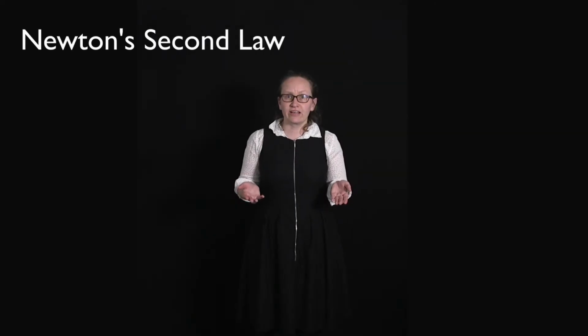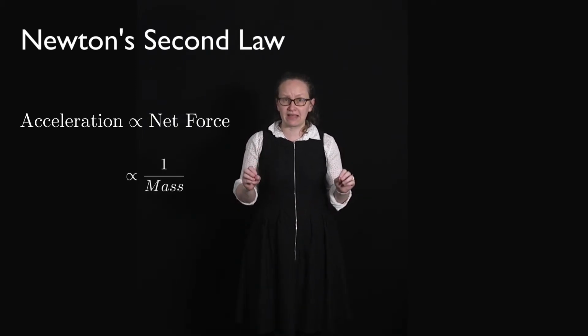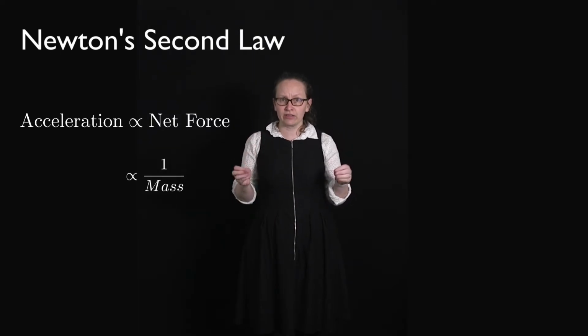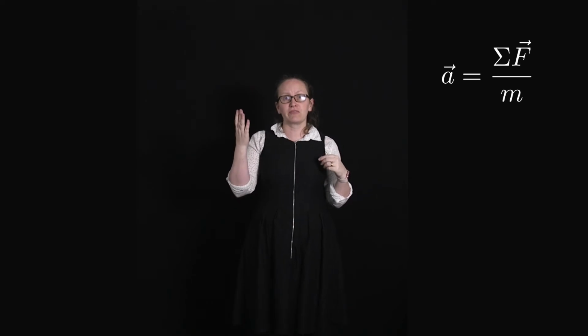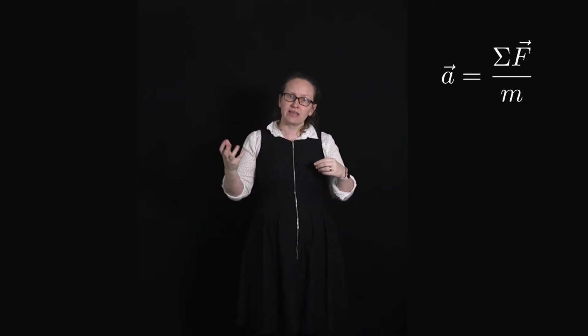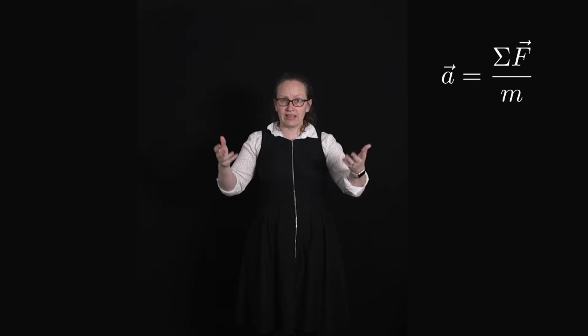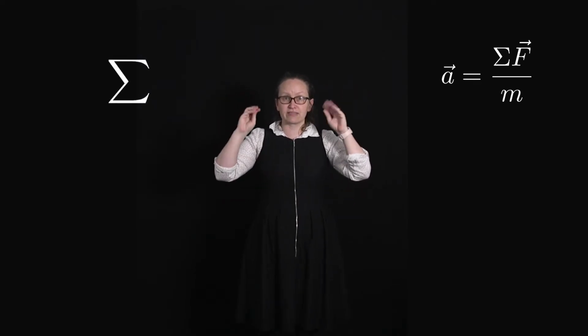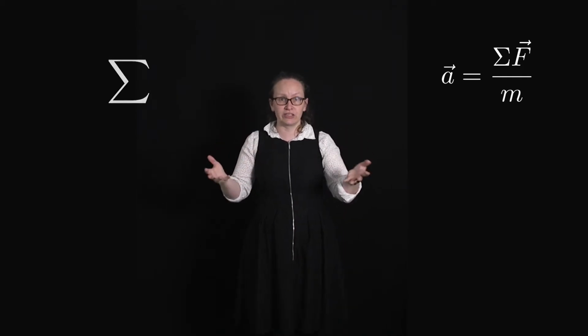Newton's second law tells us that the acceleration of an object is directly proportional to the net force acting on it and inversely proportional to its mass. So as an equation, we can write that the acceleration a is equal to the sum of the forces divided by the mass. Now in this case we're showing the sum of the forces with the Greek letter capital sigma to stand for sum. So this is a fairly usual notation that you will need to get used to.